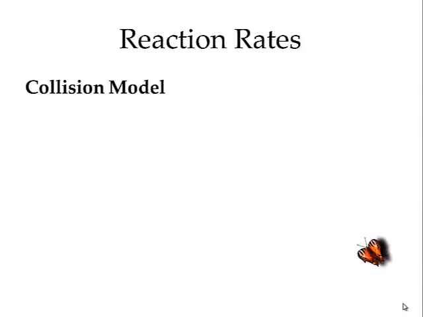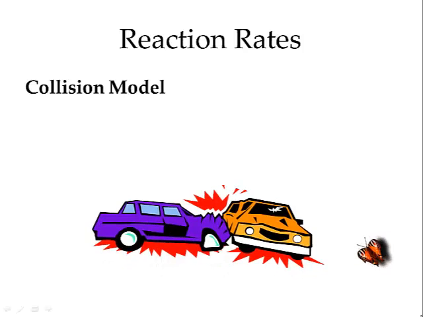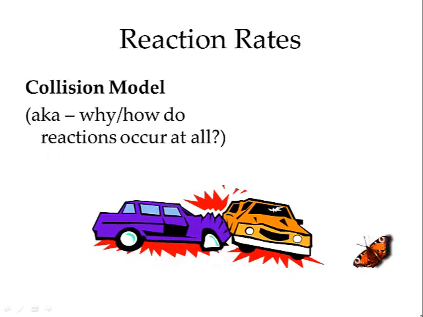We can explain how reactions occur and how they are affected by the rate of reaction by using something called the collision model. We've talked about this before, we just haven't given it a name. So these ideas should seem vaguely familiar to you. The collision model can be used to explain why and how reactions occur at all, and how that is related to how fast they go.